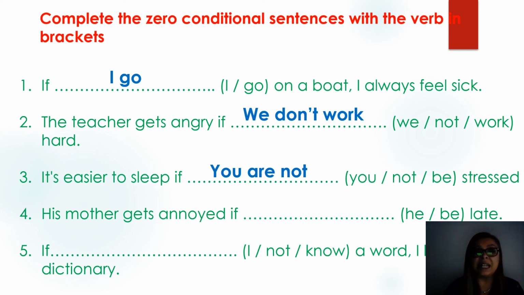Number 4. His mother gets annoyed if he's late. Again, the verb to be. He is late. Number 5, if, and here I need to make this in simple present. If I don't know a word, I look for it in a dictionary. If I don't know, in simple present. Okay?